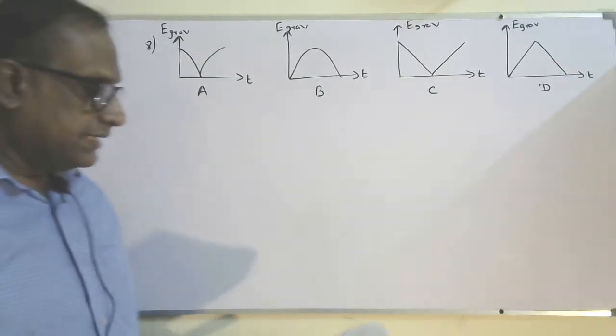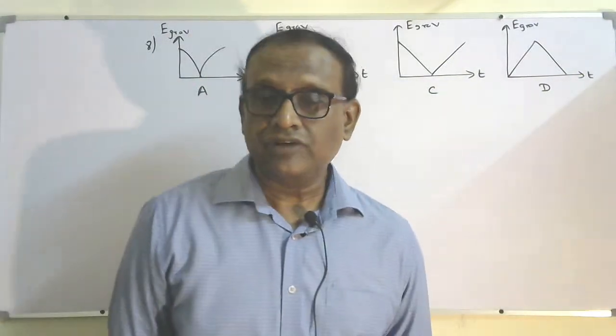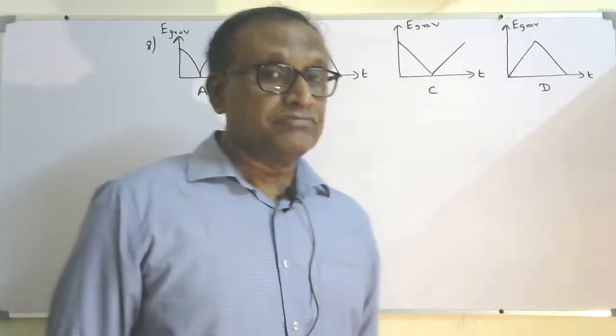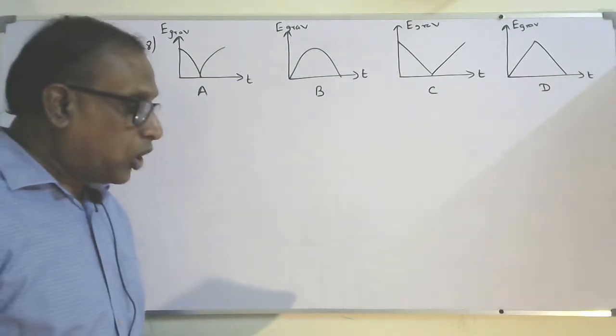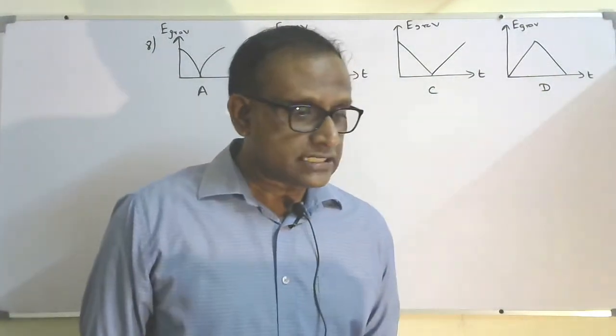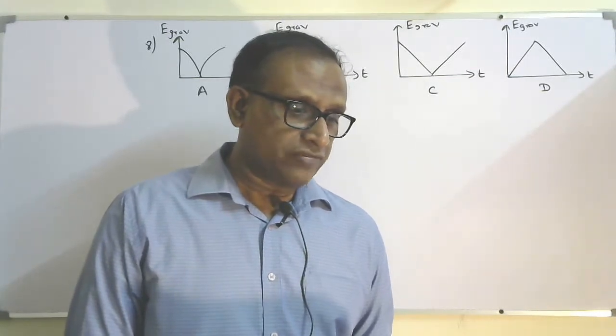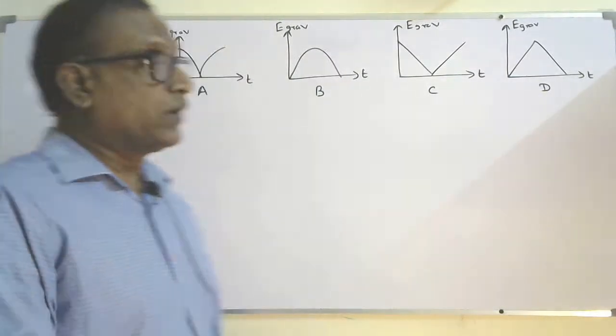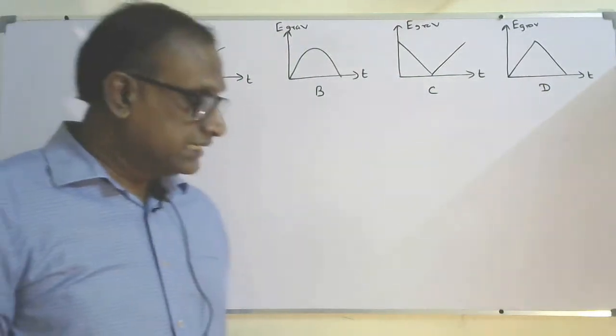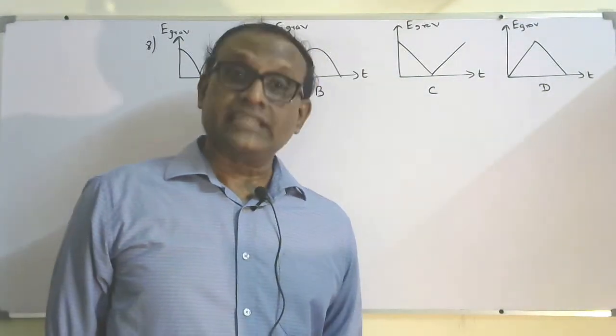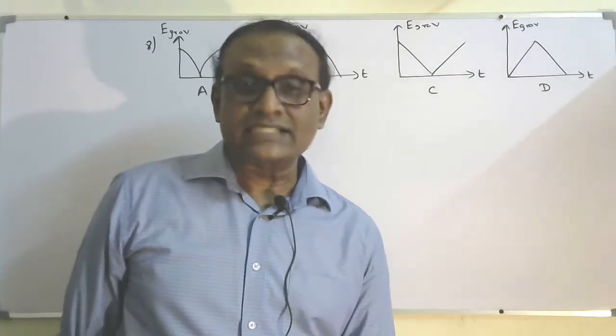Okay, question number 8 is related to a graph. That means they are giving 4 different graphs. A ball is dropped, bounces once, and it's then caught. Which of the following graphs shows gravitational potential energy? So the y-axis is gravitational potential energy and the x-axis is time. So which of the 4 graphs is correct?